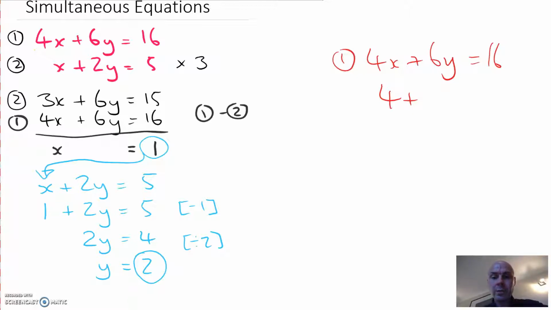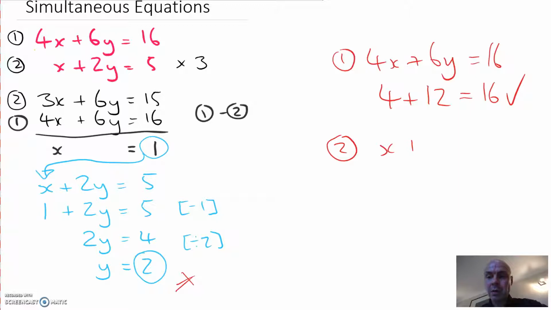Okay, so 4 times the 1 gives me 4 plus 6 times what was y? Y was 2. So we've got 6 times 2, that gives me 12. Ooh, this is good. 4 plus 12 gives me 16. I think I might have got it right. Okay, let's substitute into equation 2. Now by now you can assume you're probably right. On an exam we might not have time to check the second one, but let's check.